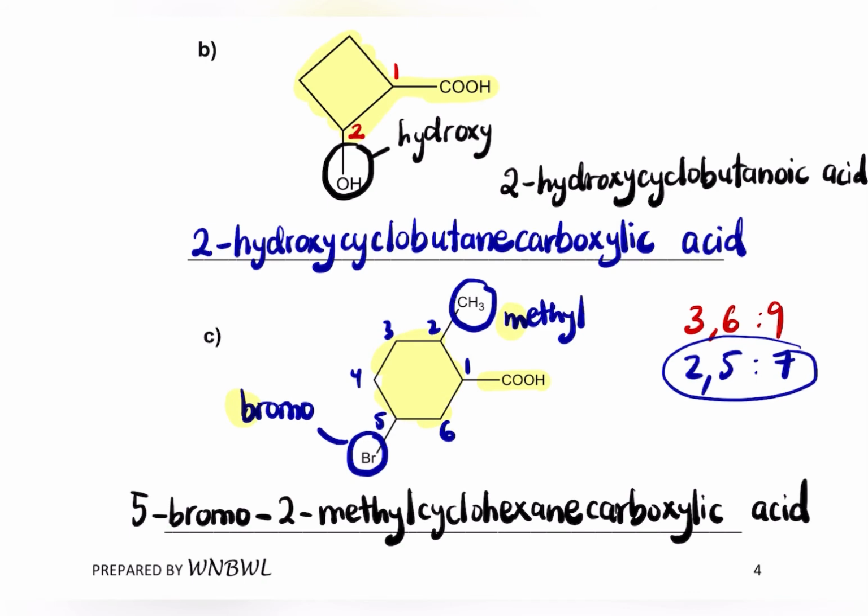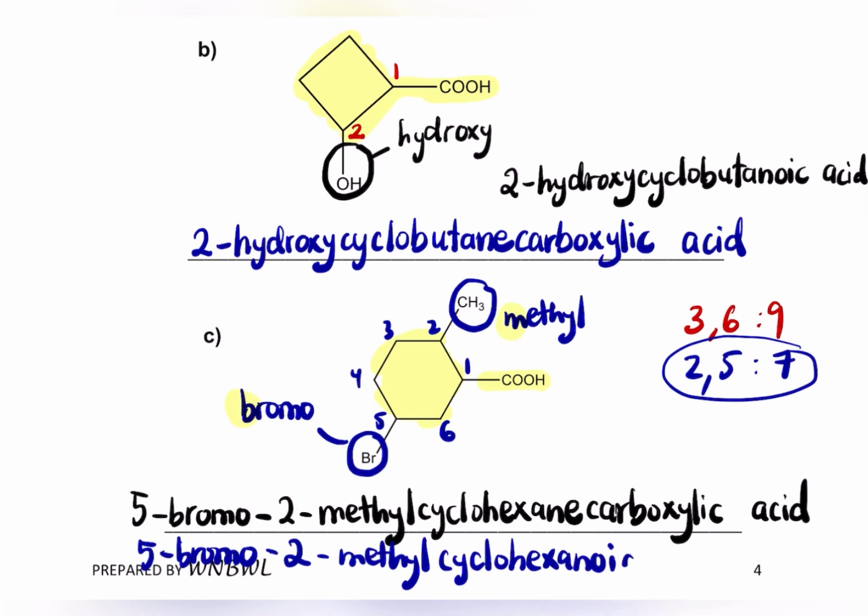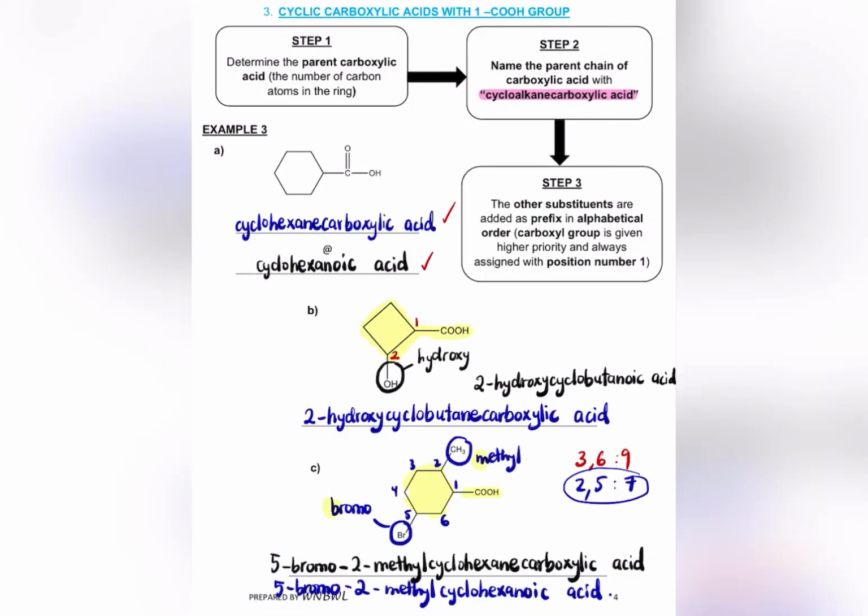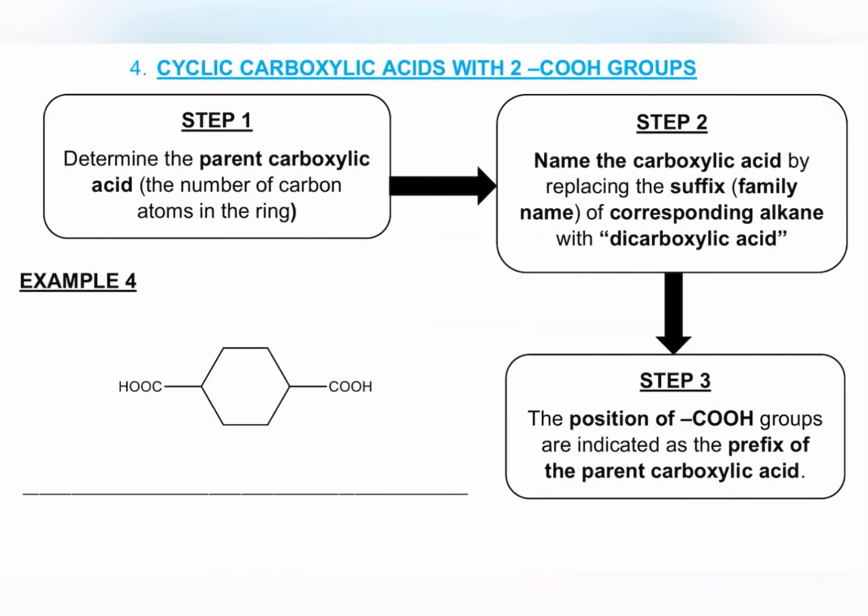The other name that you can use can also be written as 5-bromo-2-methyl cyclohexanoic acid. So this is how you give the naming for cyclic carboxylic acid with one carboxyl group based on example 3. Let's go to the next case.